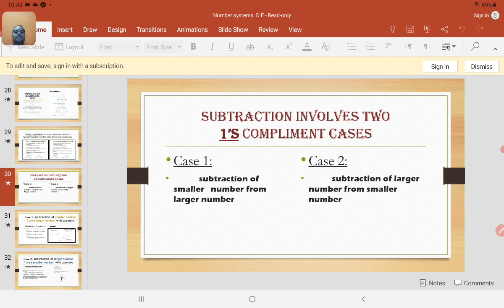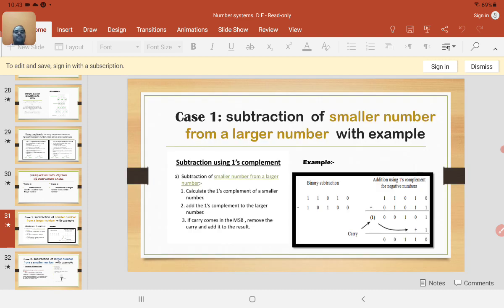So we'll see case 1 now. Case 1 is subtraction of a smaller number from a larger number, and an example is also given. How do we subtract a smaller number from a larger number? First we calculate the one's complement of the smaller number and add this one's complement to the larger number. In the addition we get a sum. If a carry comes out of the MSB of the addition, we remove that carry and add it to the result again.